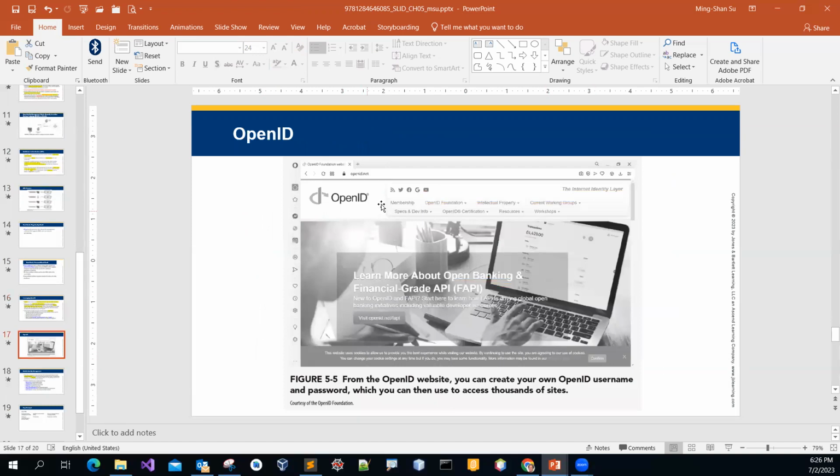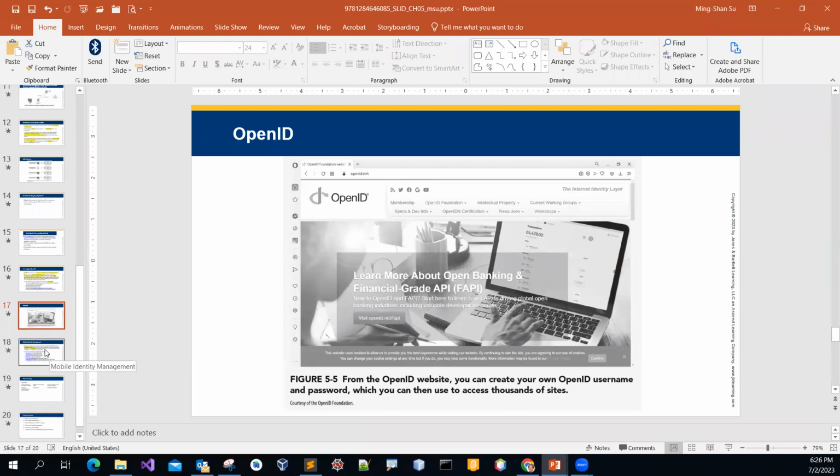So here is the OpenID website. From the OpenID website, you can create your own OpenID username and password, which you can then use to access thousands of sites without registering or creating an account with the company.